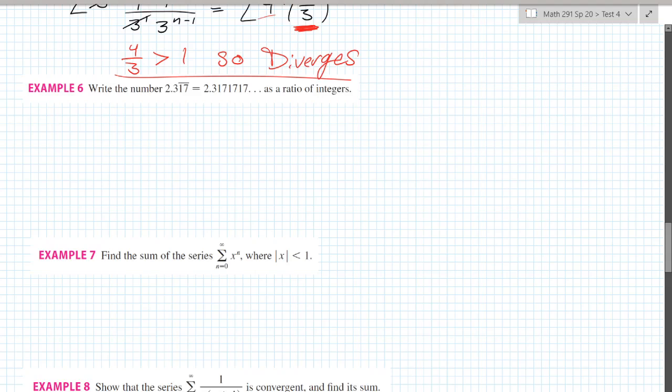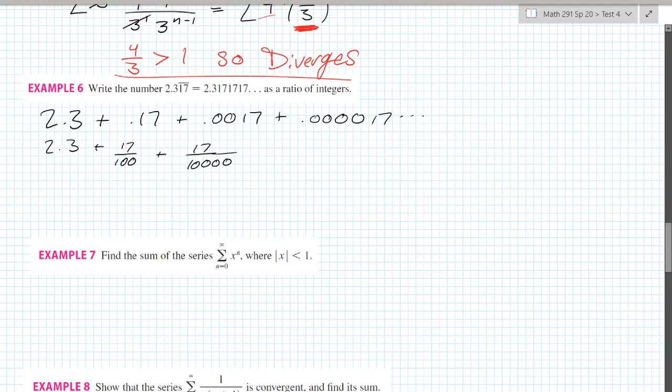So to see it as a geometric series, we need the A and we need the R. So we'll take our 2.3 part of it, which is non-repeating, plus 0.17 plus 0.0017 plus 0.000017, and so on. Let's rewrite that as fractions. 17 over 100, 17 over 100, and a couple more zeros, and so on.